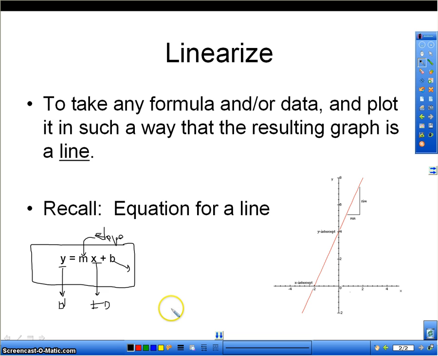So I'm going to assume that you understand the equation of the line, you know how to find the slope of a line using rise over run, and you understand a dependent versus an independent variable.